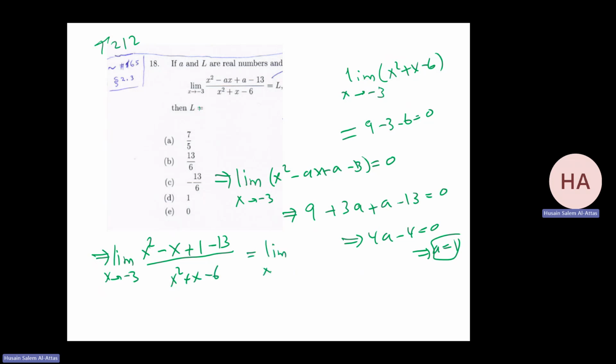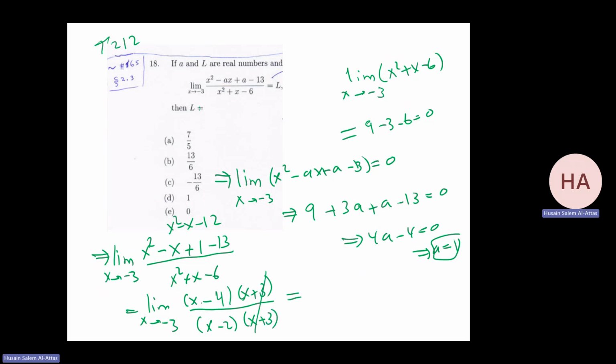What is the numerator? Actually, it's x squared minus x minus 12. I can't factor it, let me do it here. That will be the limit as x goes to minus 3. I need the minus 4 and plus 3. Okay, this one, I need plus 3 and minus 2. So this is cancelled. Substitute. You get minus 7. Minus 3 minus 4 is minus 7 over minus 5, and that is 7 over 5, which is this one.